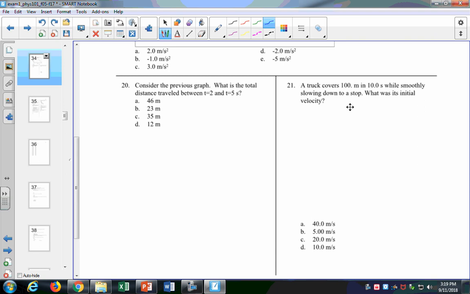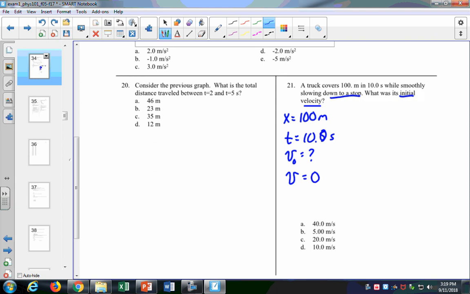All right, so a truck covers 100 meters. That's my x value. In 10 seconds, at which time I just sort of let out a sigh because I know if I have the time, the problem becomes a lot simpler. While smoothly slowing down to a stop, what is its initial velocity? Now, this is where I need to think about it. I know x equals v naught. That's what I'm looking for, the initial velocity. And since it's slowing down to a stop, that tells me that v is equal to 0.